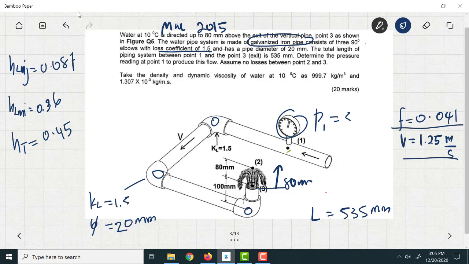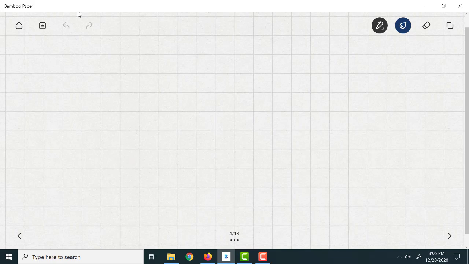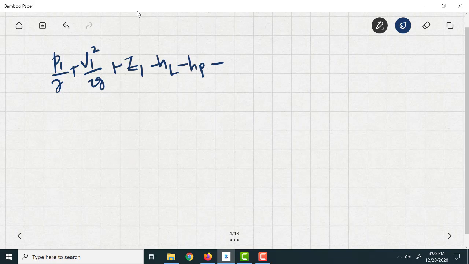Alright, so I think you have already solved this. Macam mana kita nak cari P1? So from the energy equation juga. So just write energy equation: P1 over gamma plus V1 squared over 2g plus Z1, minus HL, minus HT, plus HP, equal to P2 over gamma plus V2 squared over 2g plus Z2.